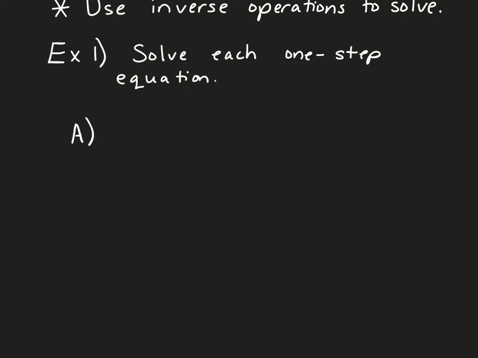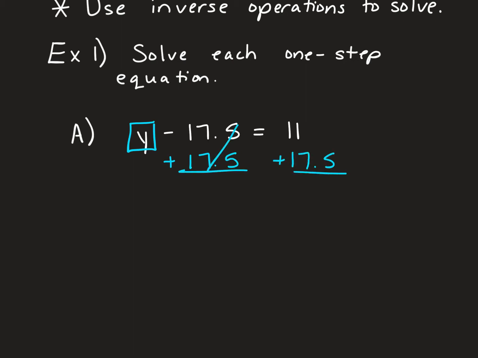We're going to start with this problem, y minus 17.5 equals 11. And our goal with any equation is to get the variable by itself. Currently, we have this y we want to get by itself, and there's minus 17.5 on the same side. So we're going to add 17.5 to both sides of this equation. When we do that, we get y by itself on the left side and 28.5 on the right side, and we're finished. We have solved this equation.